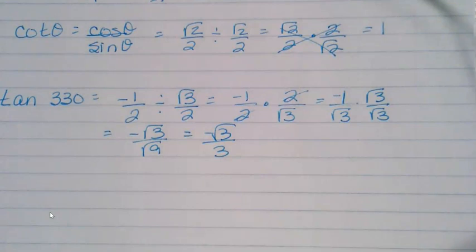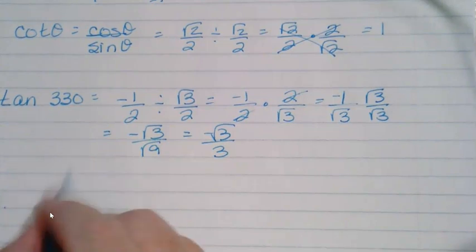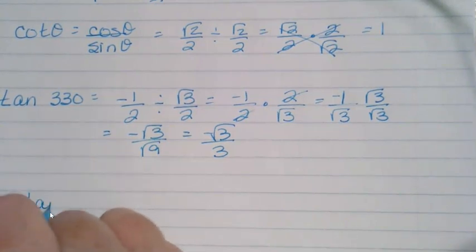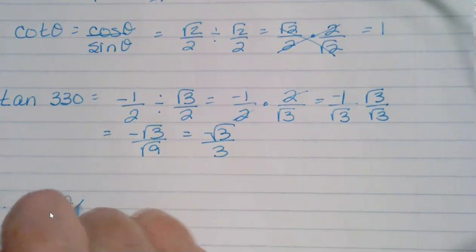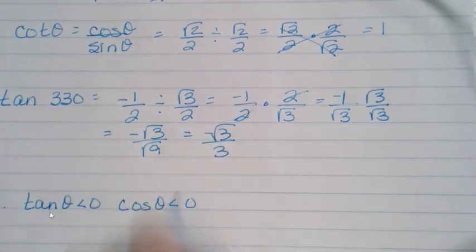Gosh, it really has been a long time since we've been there. 11. Okay, so tangent greater than 0, cosine theta greater than 0. So this is where we're going to do this. Plus, plus, minus, plus, minus, minus, plus, minus.